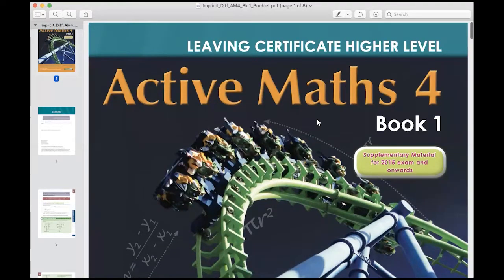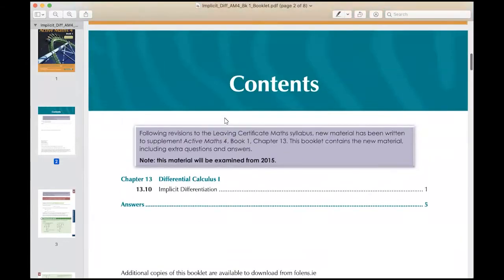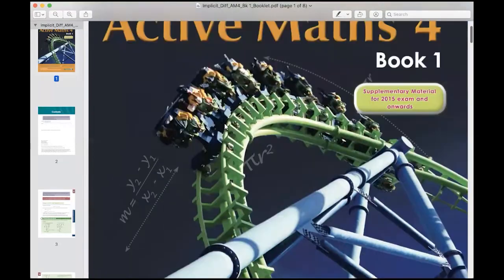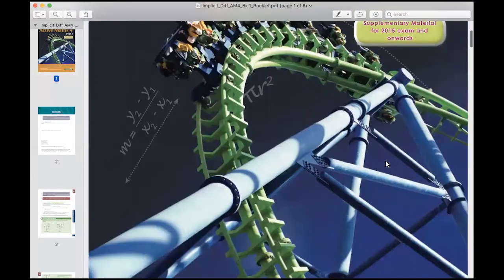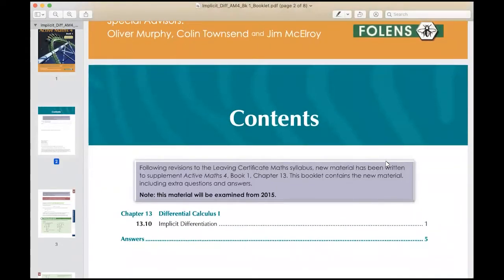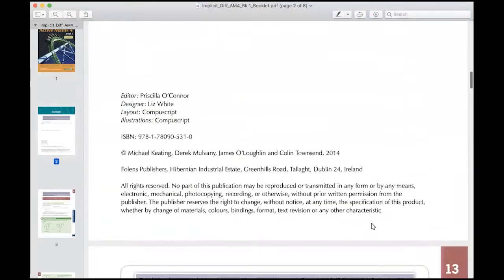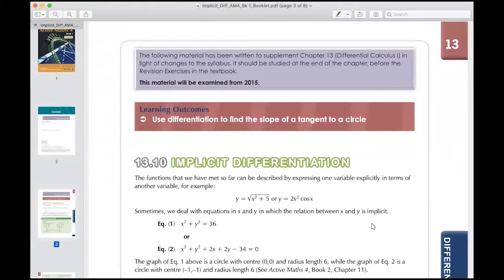Okay, so I want to do a little bit on implicit differentiation because this is new and isn't in, it depends on how new your book is as to whether it's in it. It's been on the course since 2015. It hasn't been examined yet on the Leaving Cert course. I don't know whether it will this year, but just in case.